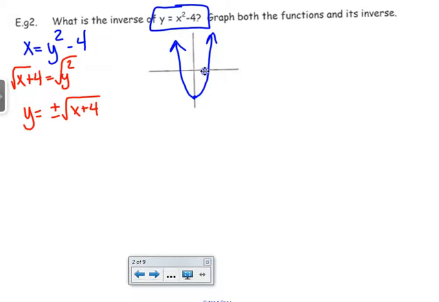Did I screw up something? I hope not, because I'm writing it down. Probably. I don't know. I feel confused for a second. That's all right. Okay, roughly, guys, that's what the square root of x plus 4 looks like. The negative version of it would be down like this. Okay?